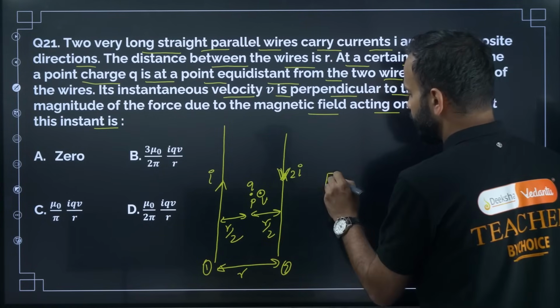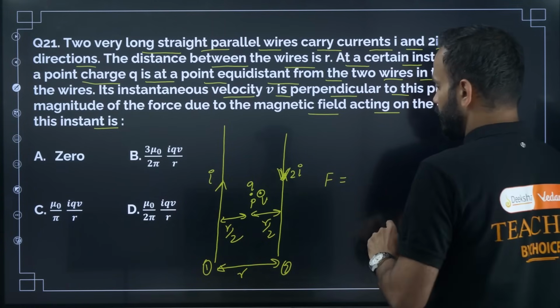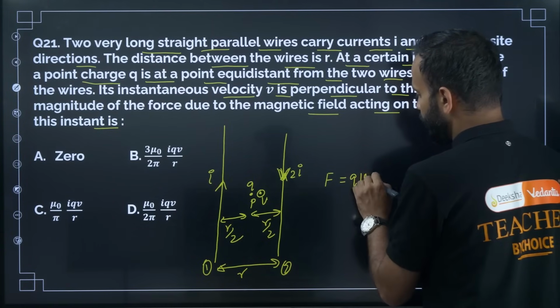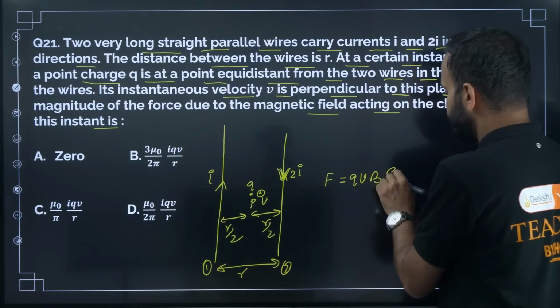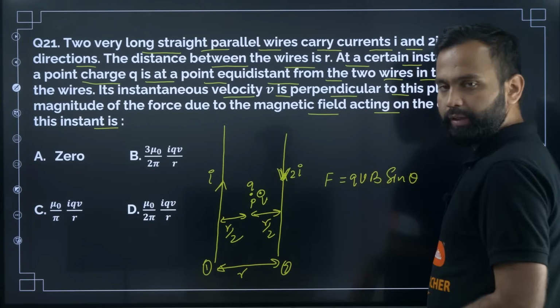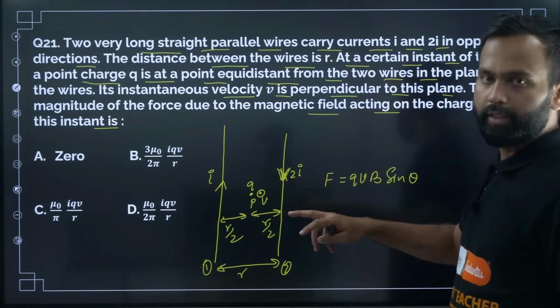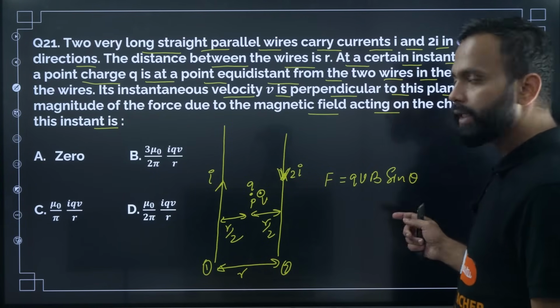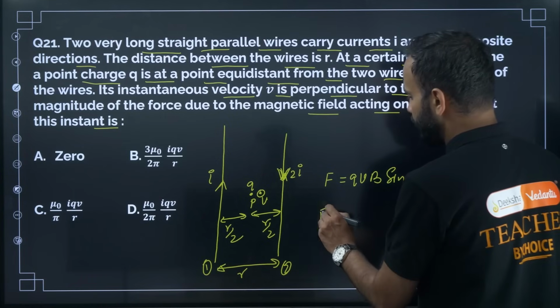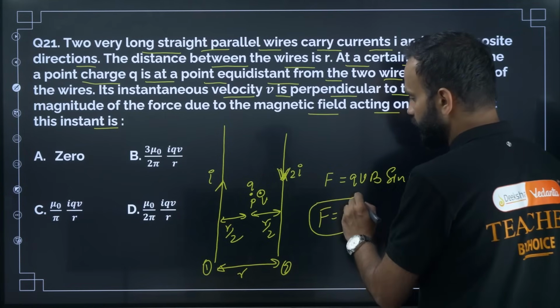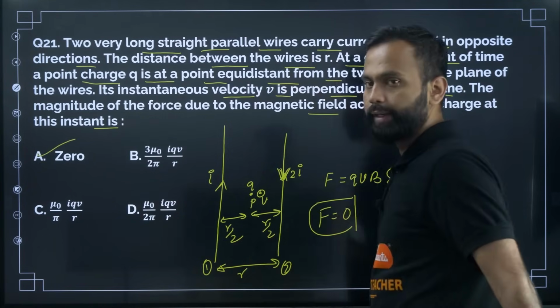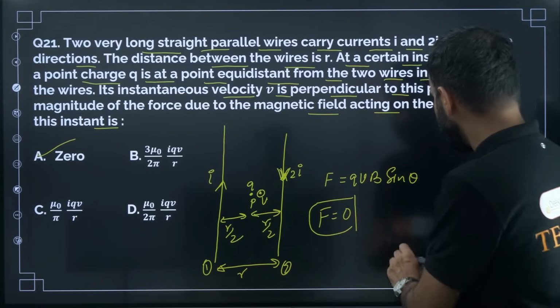The force acting on the charge is Q into V into B sin theta. Q into V cross B, so Q V B sin theta. So theta is the angle between V and B, that is 180 degrees. Sin 180 degrees is 0. So the force acting on the charge is 0. So the correct option is A. Okay, yeah, theta is 0 degrees.